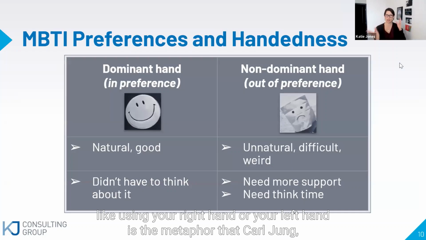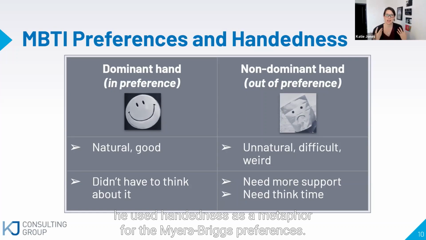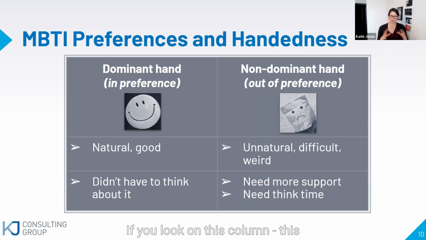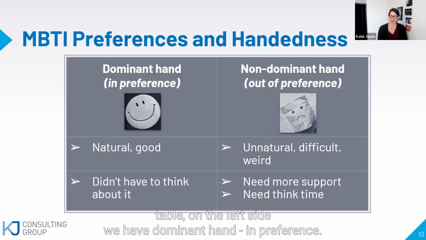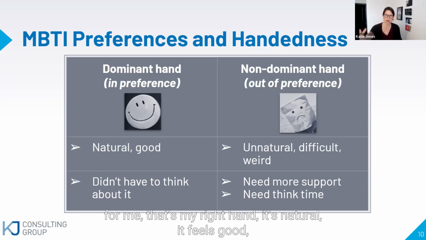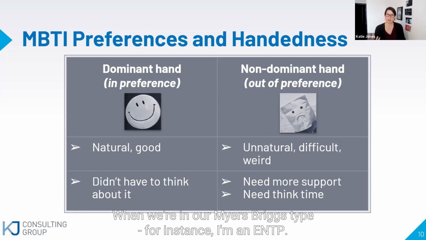Handedness, like using your right hand or your left hand, is the metaphor that Carl Jung, who came up with what is now called the Myers-Briggs Type Indicator, used for the Myers-Briggs preferences. So we're going to talk about what that means. If you look on this table, on the left side, we have dominant hand and preference. When we're using our dominant hand, for me that's my right hand, it's natural, it feels good. I don't have to think about it. It's kind of automatic.